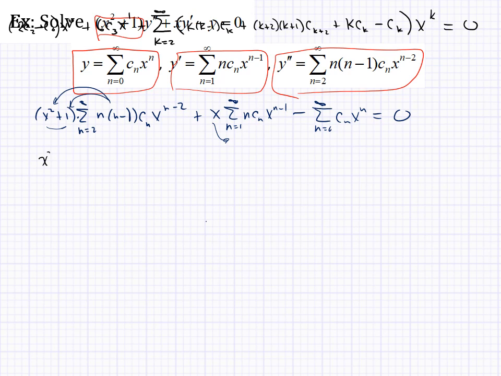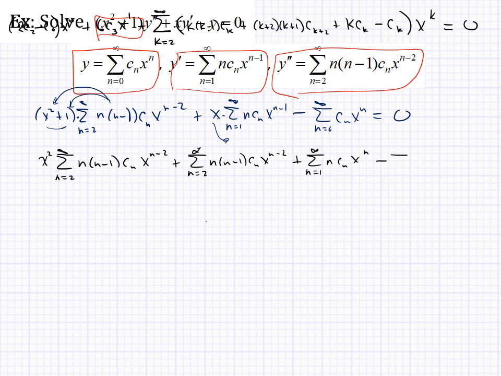So we got x squared times the sum of n equals 2 to infinity of n times n minus 1 c sub n x to the n minus 2, plus 1 times that, so we got another one of these, the sum of n equals 2 to infinity of n times n minus 1 c sub n x to the n minus 2, plus, now this x has to go multiply into here, so we have the sum of n equals 1 to infinity of n c sub n x to the, if this x goes in, this is now just going to be x to the n, minus the sum of n equals 0 to infinity of c sub n x to the n, which is just this one with nothing else going on it, equals 0.